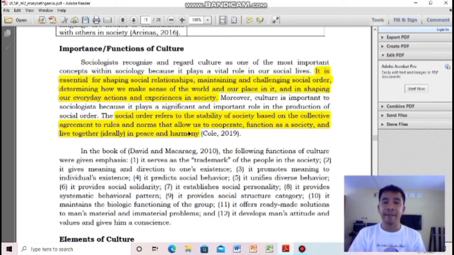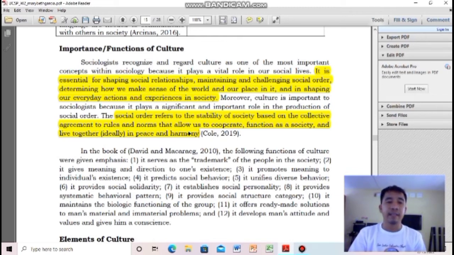Therefore, we have this systematic behavioral pattern which is being practiced or being observed within our group. Number 9, it provides social structure category. Okay, because of culture, we have this social structure. No? Lain ang kultura sa imol, sa middle class, sa mga high class ng mga tao.